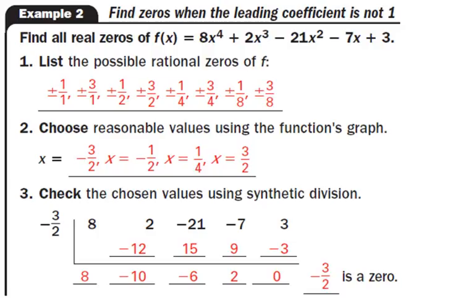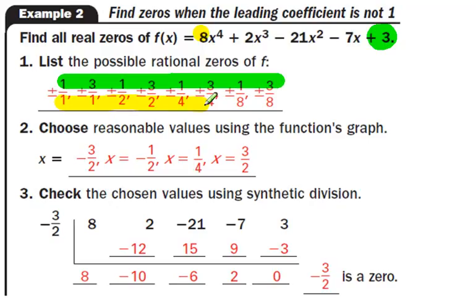Notice in this case, my leading coefficient is 8. So that is where I get all the possible numbers that could be the denominator of the fraction, and my constant is 3. All those factors are the ones that could be on the top, all right? So all the numbers that could go on the top are there, and all the numbers that could go on the bottom are here. So let's look at where that came from.